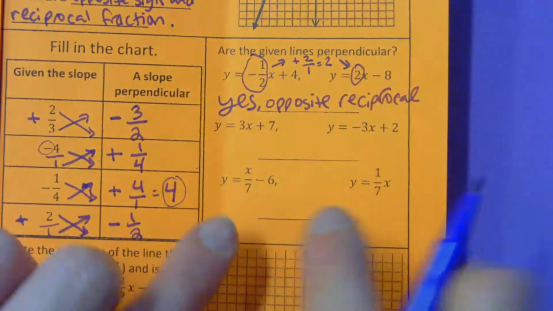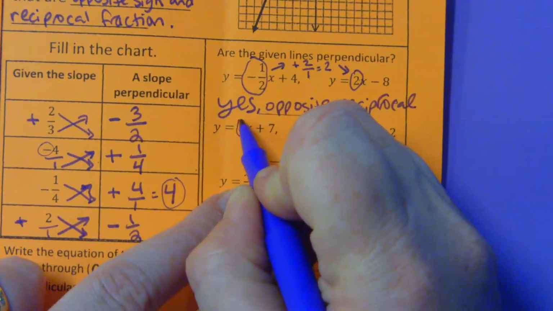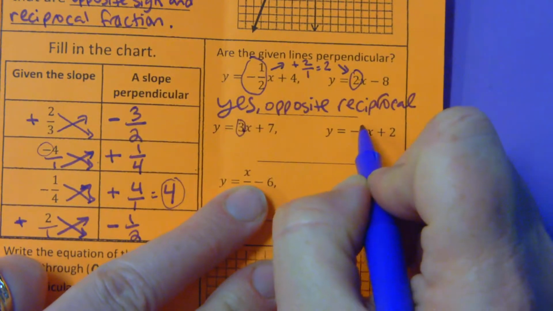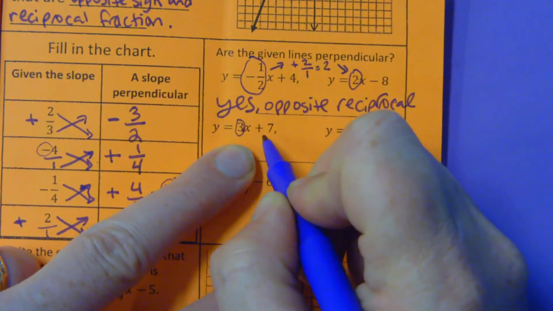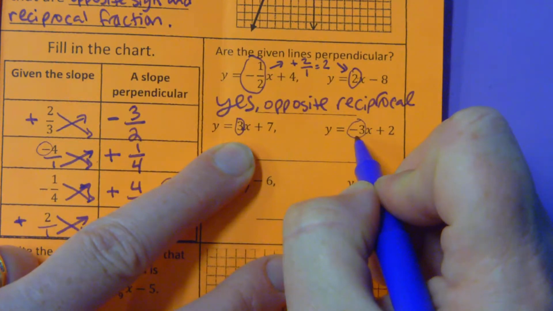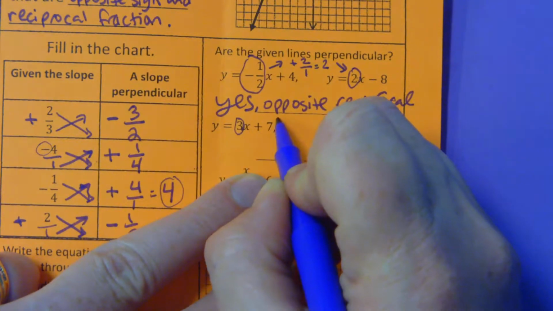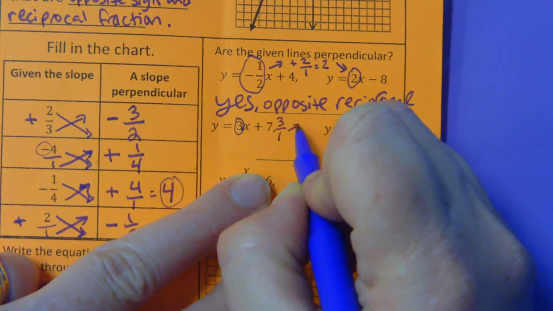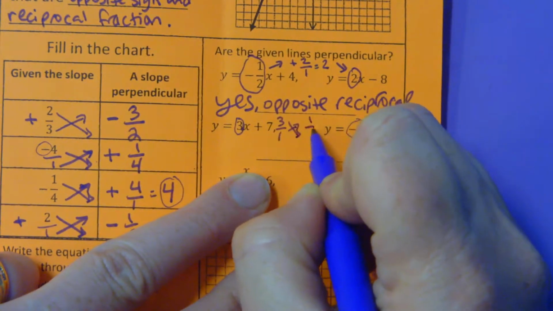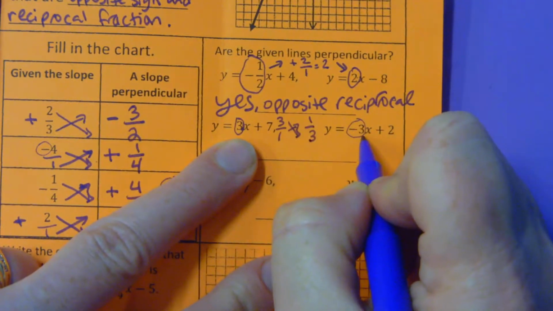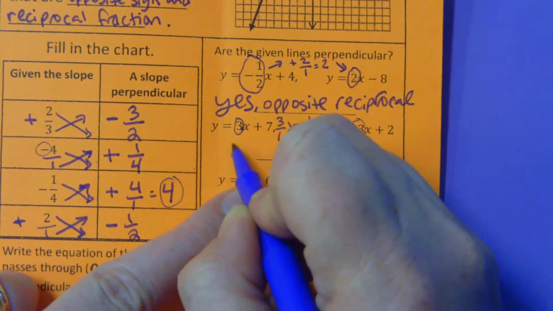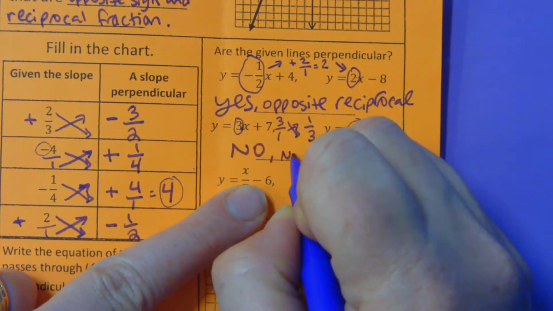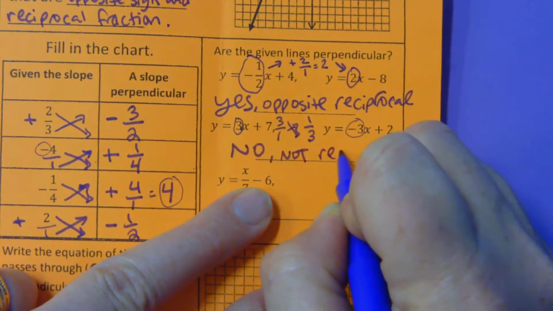Opposite reciprocal. So that is true. Now let's look at 3 and negative 3. I have the opposite part, but it's not the reciprocal. The reciprocal would be, if I were to flip that, 1/3. So I would need negative 1/3 to make that perpendicular, not negative 3. So this is no. This is not a reciprocal.